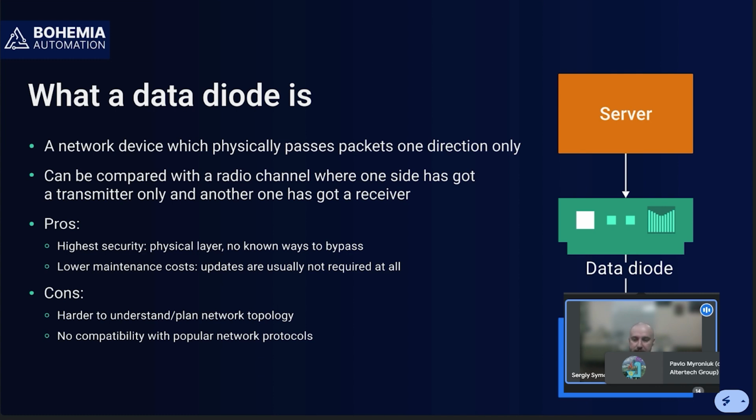The positive side of this is higher security, because there is no known way to break the physical layer when transmission is physically impossible, and lower maintenance cost, because you can just install this data diode and it will work for years, for dozens of years. You don't need to change it, maybe only to replace it for higher network speed. But there are negative sides: data diodes are harder to understand, it's harder to plan network topology, and there is no compatibility with popular network protocols.